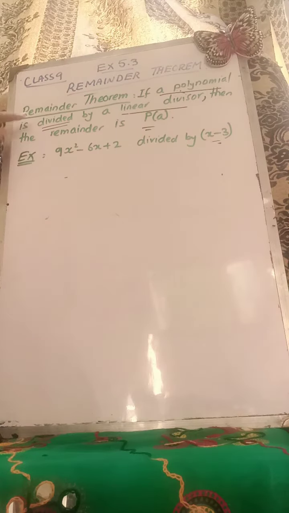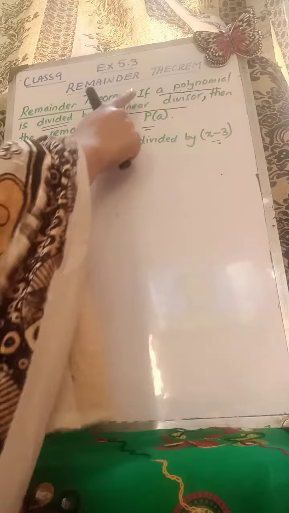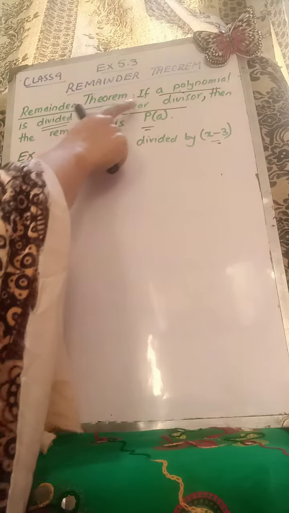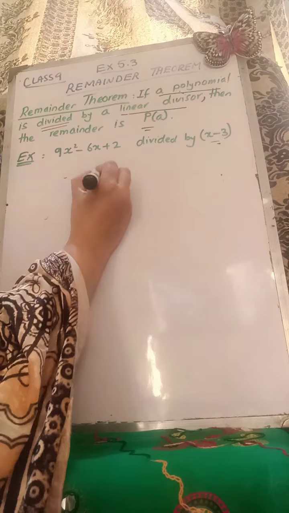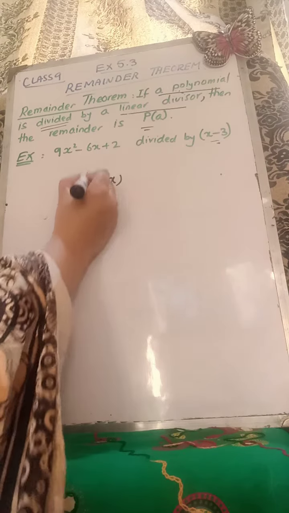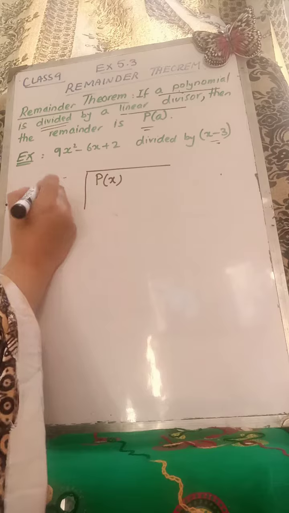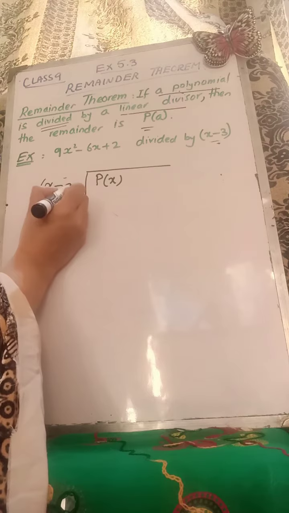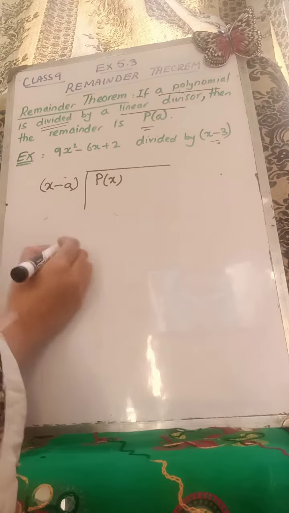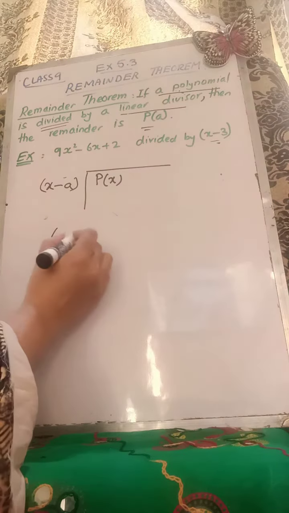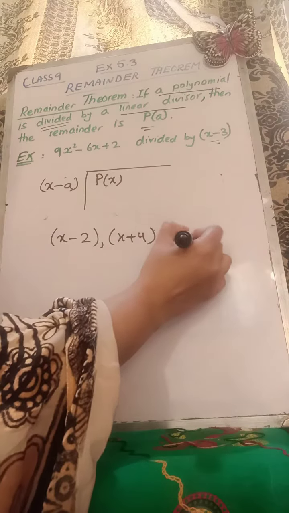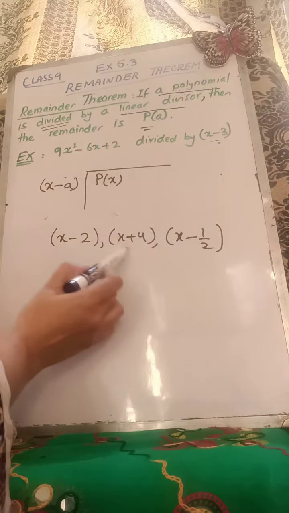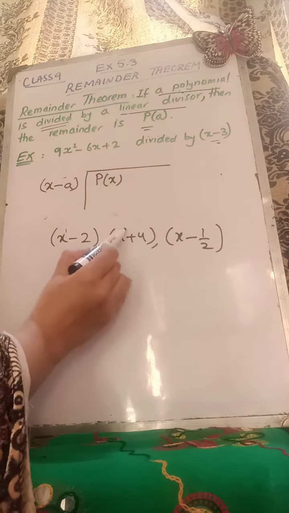Let me read the statement. Remainder theorem: if a polynomial is divided by a linear divisor. Okay, so here we are talking about a polynomial that is divided by a linear divisor. Let it be denoted by x minus a. Linear divisor means it will be a polynomial having degree 1. For example, x plus 4, x minus 2, x minus 1 by 2. Okay, these are all linear polynomials because here the highest degree is 1.